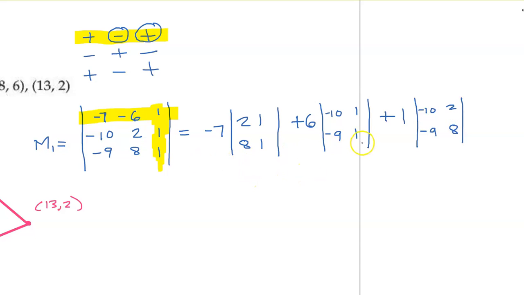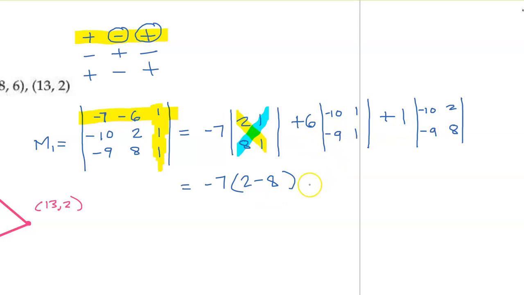Okay, so now what do I do? What I have is -7 times this determinant. The determinant of a 2 by 2 matrix is the down diagonal minus the up diagonal. So here my down diagonal, if I multiply those, that's going to be 2. And I need to subtract the up diagonal. 8 times 1 is 8. So I've got 2 minus 8.